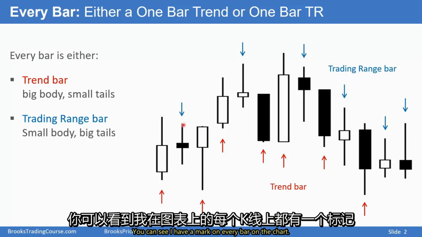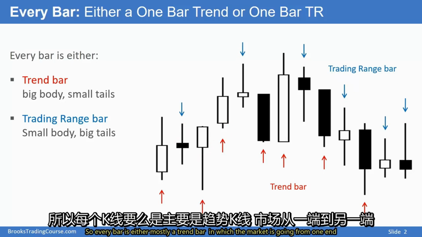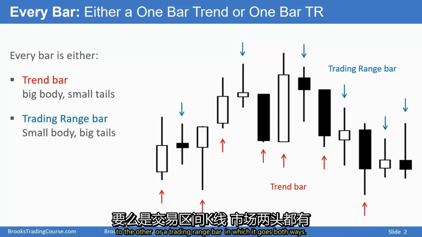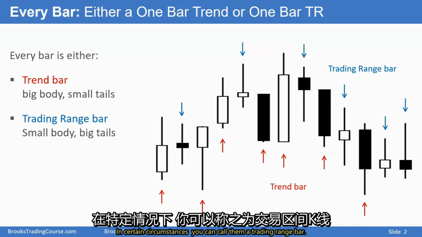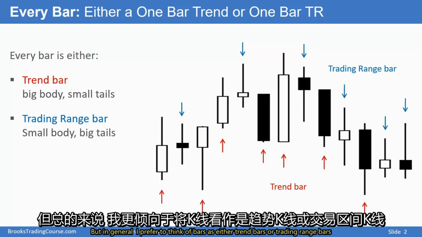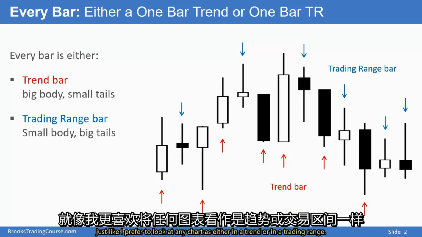You can see I have a mark on every bar on the chart. So every bar is either mostly a trend bar, in which the market is going from one end to the other, or a trading range bar, in which it goes both ways. And some bars are in between, and you can call them a trend bar. In certain circumstances, you can call them a trading range bar. But in general, I prefer to think of bars as either trend bars or trading range bars, just like I prefer to look at any chart as either in a trend or in a trading range.